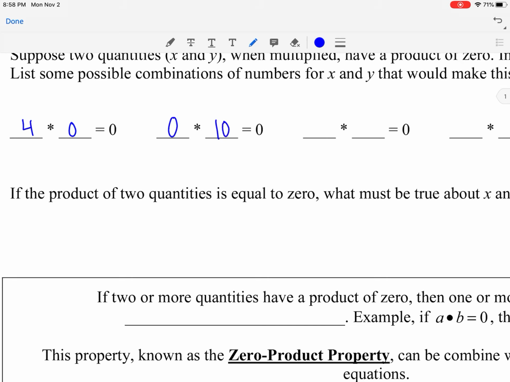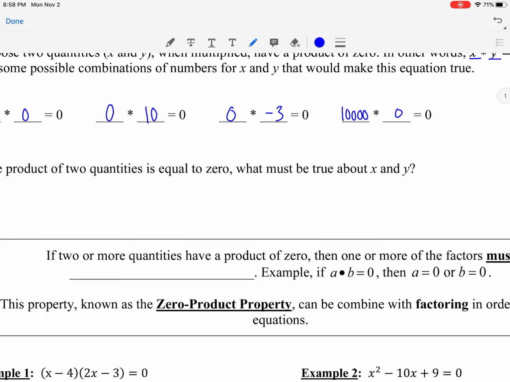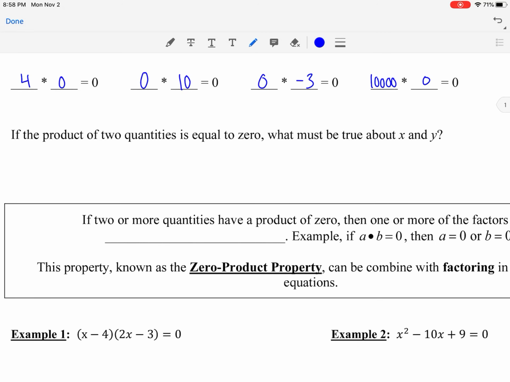0 times 10. 0 times -3. Or we could do 1,000, 10,000 times 0 equals 0. All of these, when you multiply them together, equal 0. But if the product of two quantities, if we multiply two things together to equal 0, what has to be true about those two quantities, x and y?